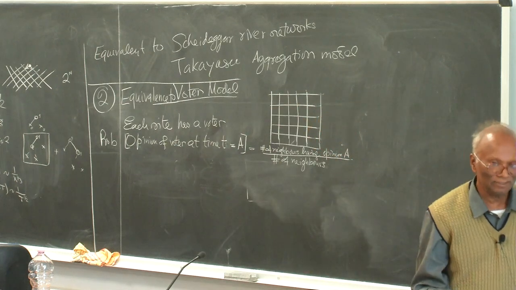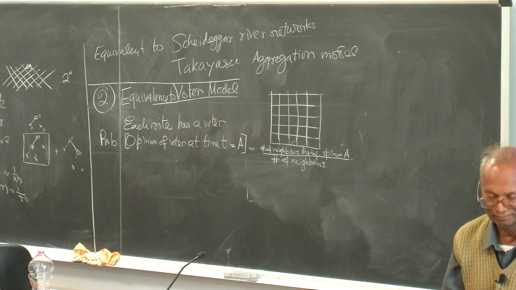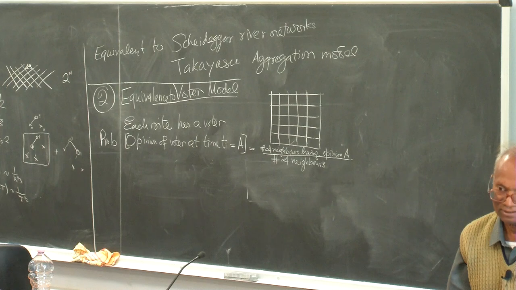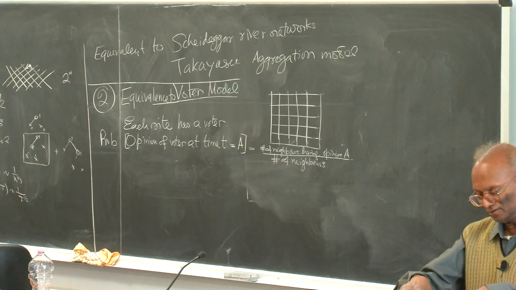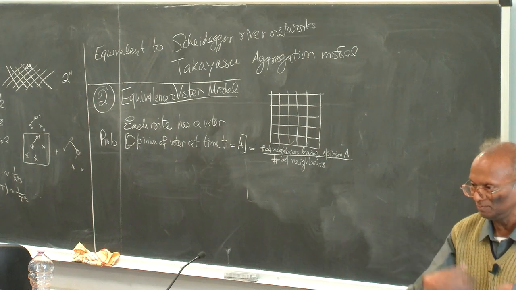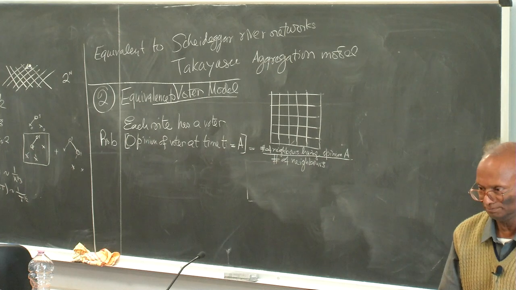But there is a tendency in the model for people to have the same opinion. So what happens is that as time evolves, you will find that there are clusters of regions where people have similar opinions. And these clusters tend to grow in time.